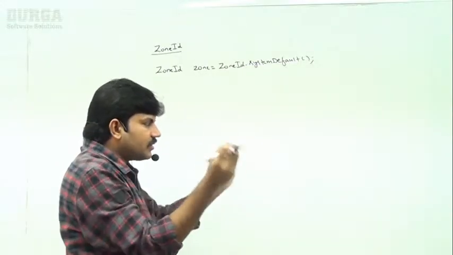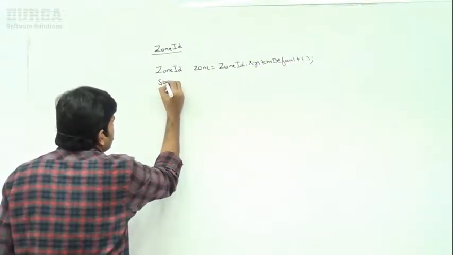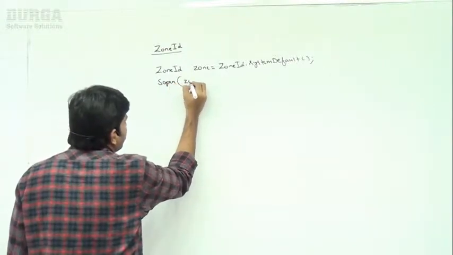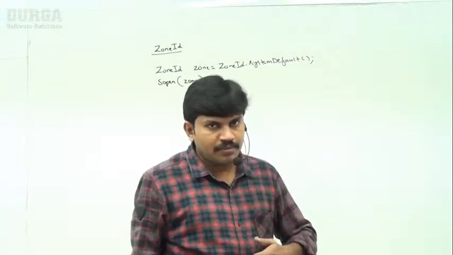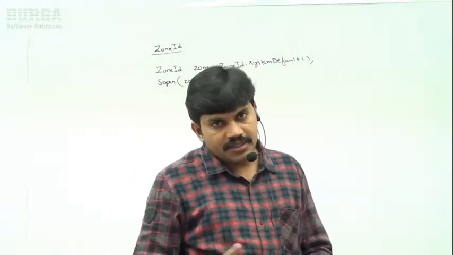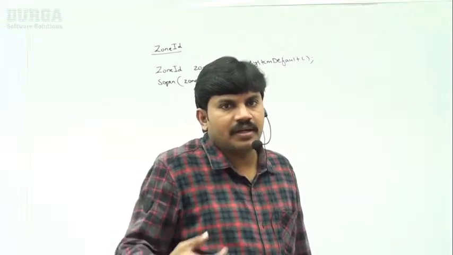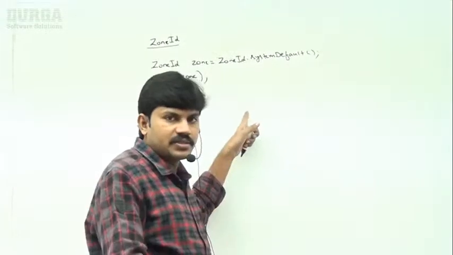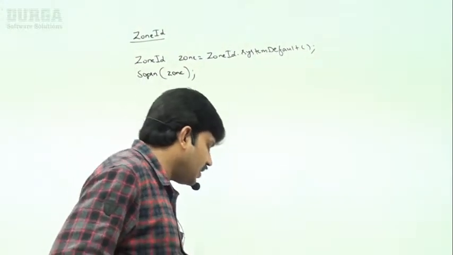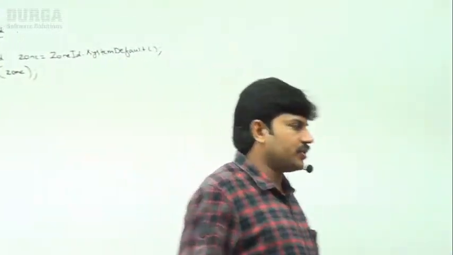Now the current system default zone: System.out.println(zone). If I print it, usually I'm in Hyderabad, so it has to print Asia/Calcutta. Are you getting? Currently my zone is Asia/Calcutta. Let me execute this code, sir. Observe that.